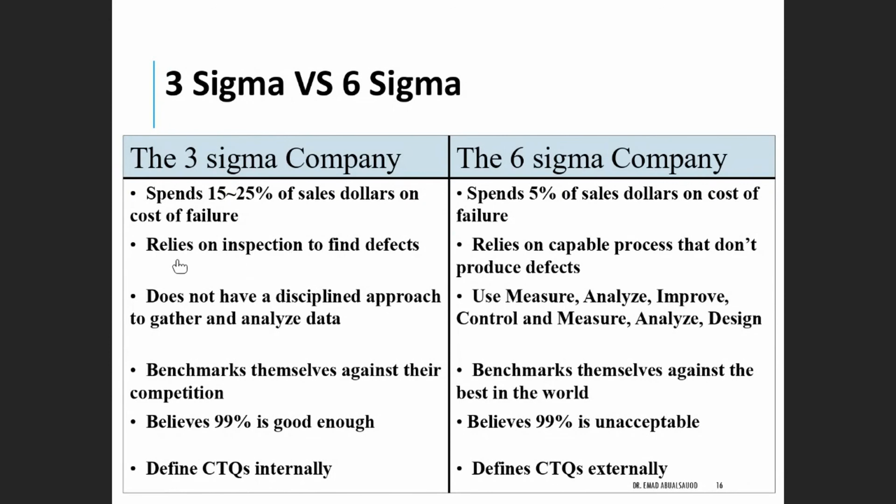The Three Sigma company relies on inspection to find defects. يعني يعتمدوا على البحث ولا اللي هو inspection، مراقبة الأخطاء الموجودة في المنتج ولا في السيرفيس. The Six Sigma company relies on a capable process that doesn't produce defects. You see the difference? في Six Sigma بينظر على البروسيس capability، قدرة البروسيس، ويركز عليها إنه يحسنها حتى تنتج بدون أخطاء. هنا ما بيركز على البروسيس، على الأوتبوت.